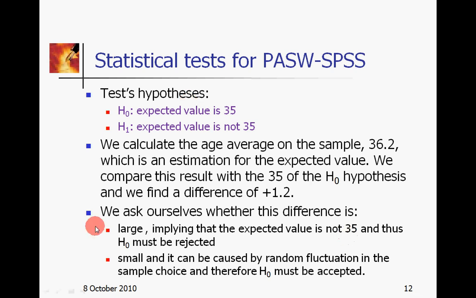If we decide that 1.2 is large, the expected value is not 35, and thus H0 is rejected. If we decide that it's small, it can be caused by a random fluctuation in the sample choice, and therefore H0 must be accepted.